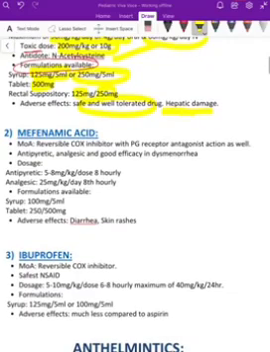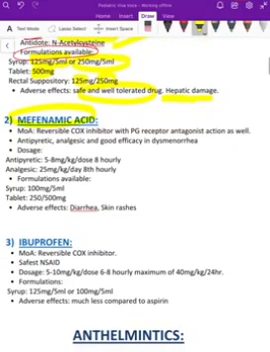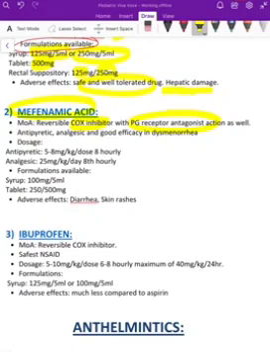Next one is mefenamic acid. Mechanism of action: reversible COX inhibitor with prostaglandin receptor antagonist action as well. It can be used as an antipyretic. It is a good analgesic, and it has good efficacy in dysmenorrhea.